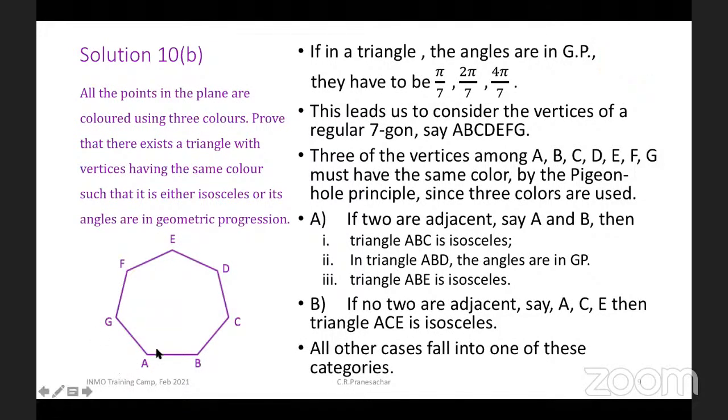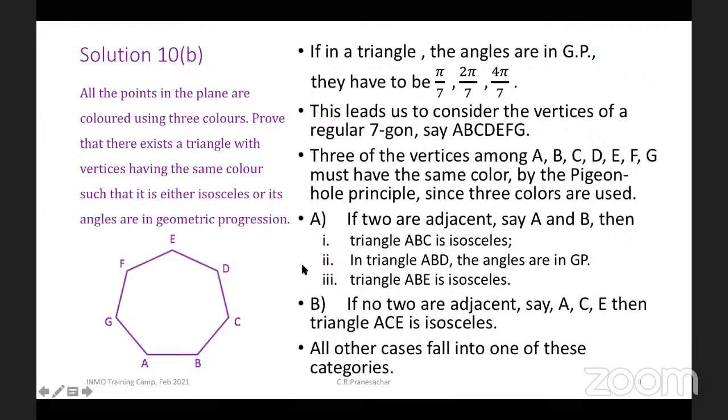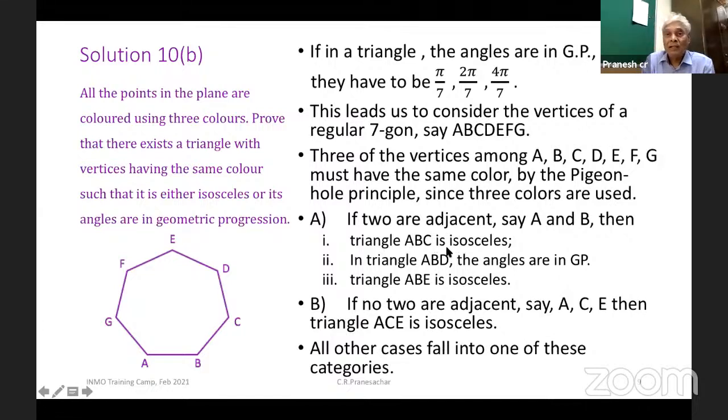Sir, why can't we use the angles pi by 13, 3 pi by 13, 9 pi by 13? You can try that, but then you will have too many points. You have to take a 13-sided polygon. Then you will have too many cases, and you don't know whether all the triangles will satisfy one of these 2 properties, isosceles or angles in GP. That may or may not be true. Perhaps I'm sure you will have 3 vertices which will neither form an isosceles triangle nor a triangle with angles in GP. 13 is a very large number.